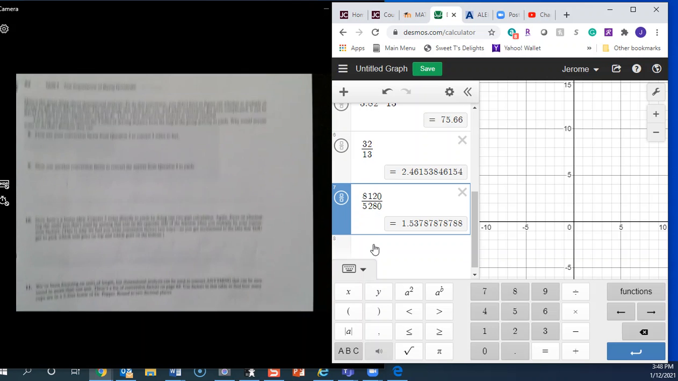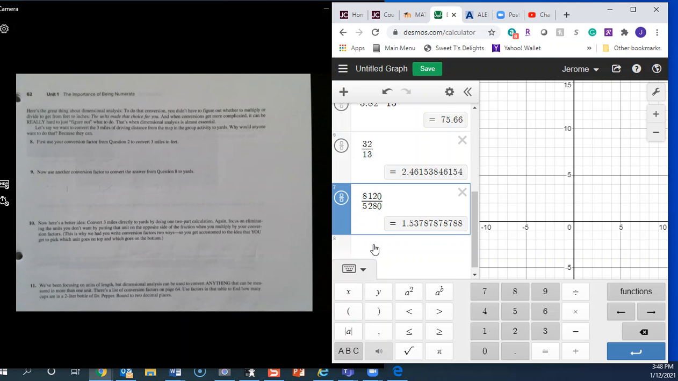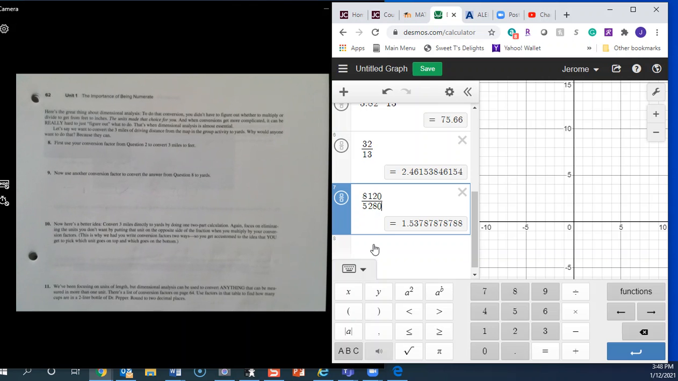Okay, now, here's the great thing about dimensional analysis. To do that conversion, you didn't have to figure out whether to multiply or divide to get from feet to inches. The units made that choice for you. And when conversions get more complicated, it can be really hard to just figure out what to do. That's when dimensional analysis is almost essential.